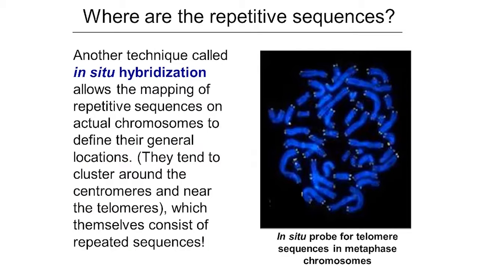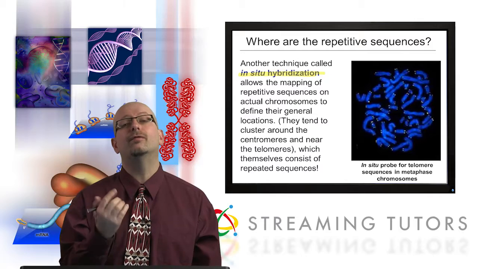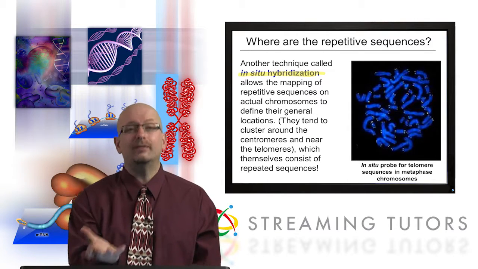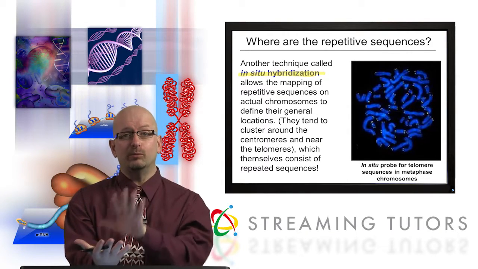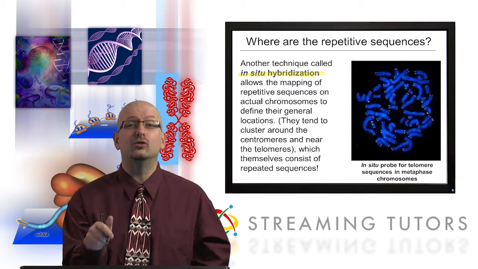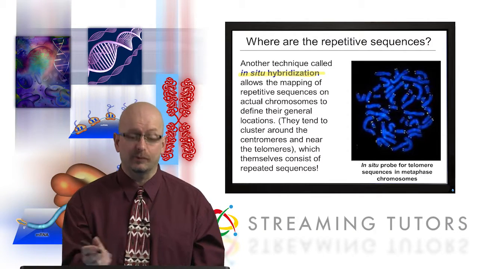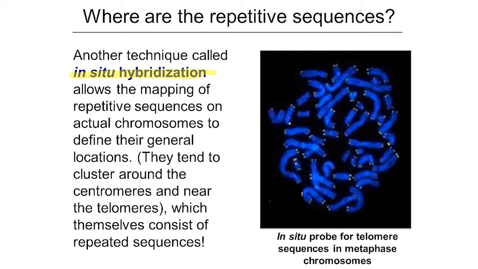And one other really important and very cool, I might add, technique is called in situ hybridization. So this allows the mapping of repetitive sequences, but not mapping in the sense that we did with the fruit flies to see where genes are. This is to actually take physical chromosomes, put probes on there, and see where they bind to the literal physical chromosome. So it allows us to map the locations, and it turns out that they tend to cluster around the centromeres and near the telomeres.